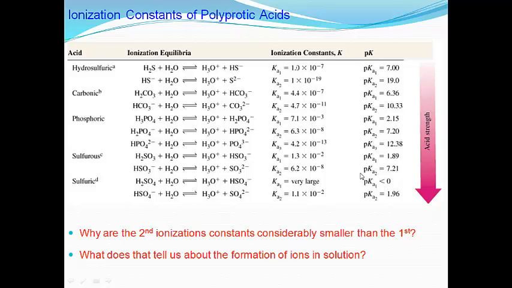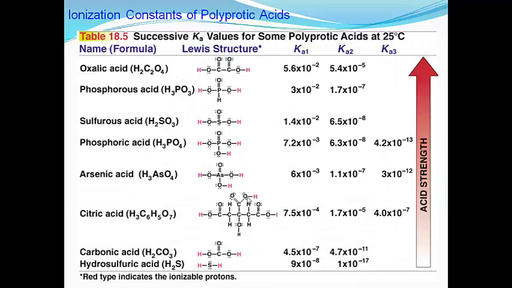When we look at all of the examples, we see that the first ionization Ka, or Ka1, is much larger than Ka2. Ka1 is larger than Ka2, and so on. In fact, in all cases, Ka1 is several orders of magnitude larger than Ka2. And so the question is, why are the second ionization constants considerably smaller than the first? And also, what does that tell us about the formation of ions in solution?